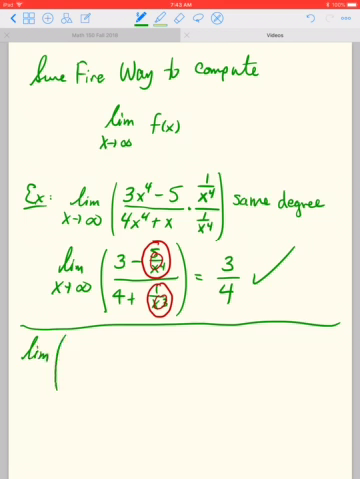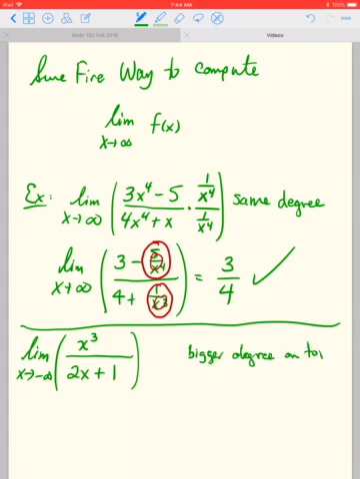So let's do another example. Let's do one, say, where we have the limit as x goes to maybe minus infinity of x cubed over 2x plus 1, say. Let's see what's going on here. Well, our intuition, again, says bigger degree on top. So the answer should be either plus infinity or minus infinity. That was one of the things we got in working through the worksheet.